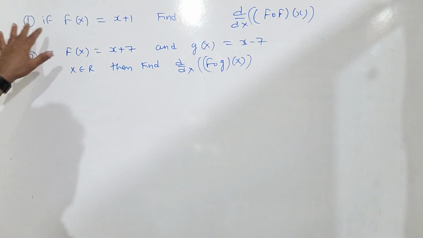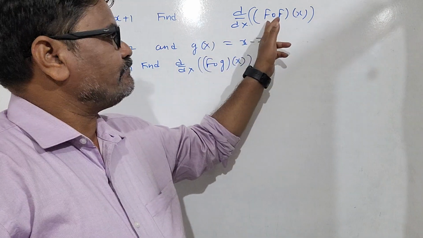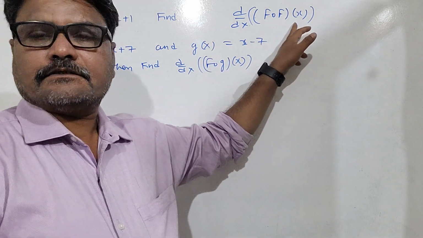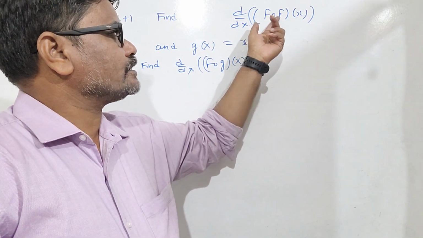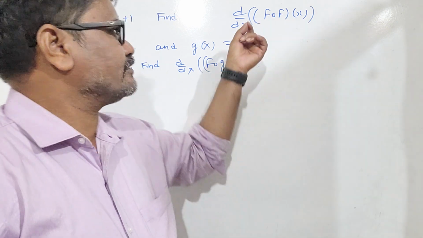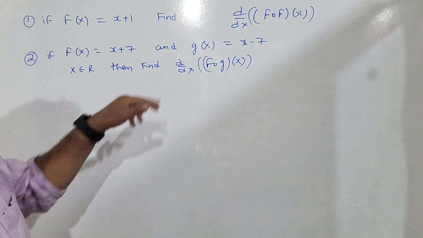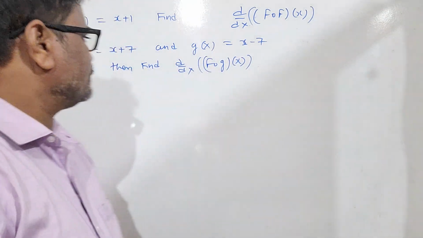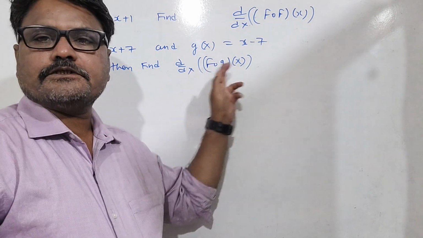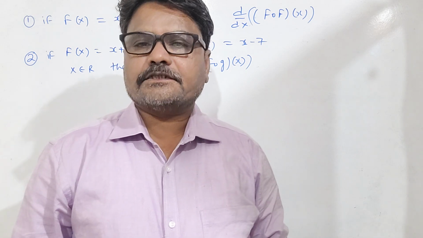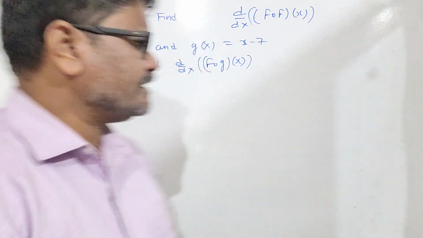If f of x equals x plus 1, then find d/dx of f composition f of x, that is fof of x. This is the composition function, that is f composition f, and we need to find its derivative. And the second one is f of x equals x plus 7 and g of x equals x minus 7. Then find the differentiation of fog of x, that is f composition g of x. For such a question you should first of all know how to find the composition of two functions. Very simple, very easy.